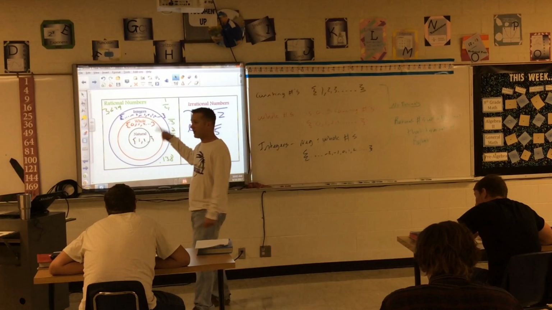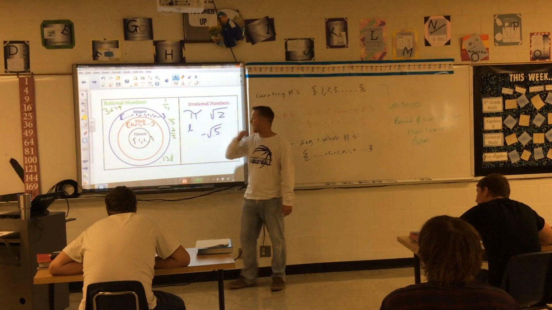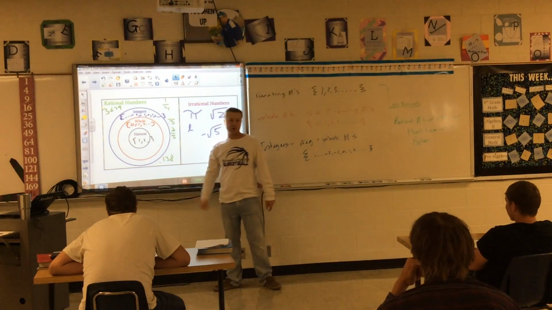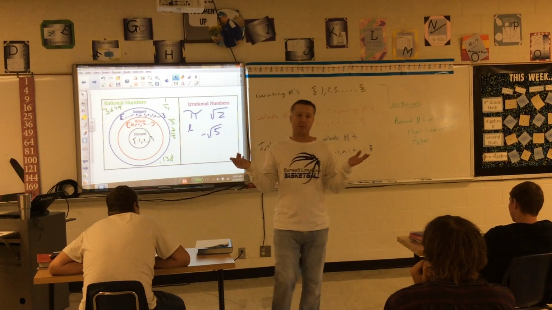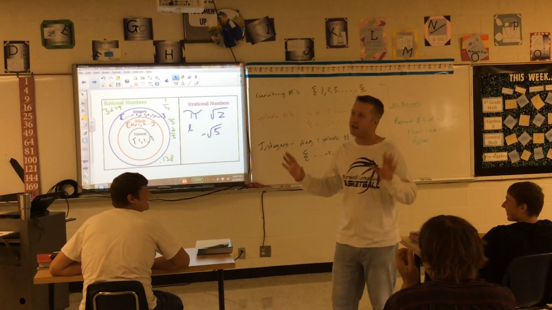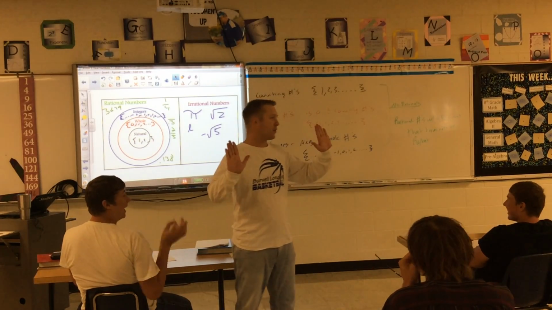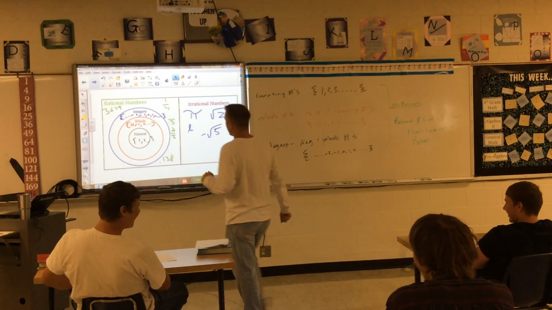Now, with this, let's ask some questions. Can a number be both irrational and rational? No, it's got to be one or the other. You got to be a boy or a girl. You got to be an 11th grader or a 10th grader. Yeah, touchy subject, I know. So, either one.